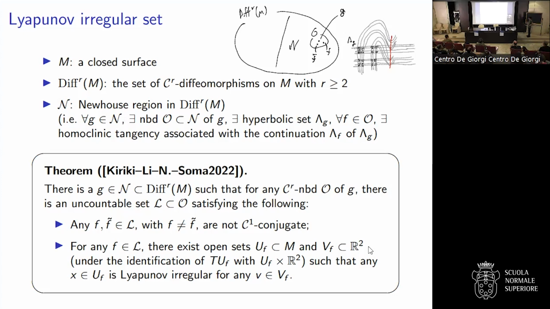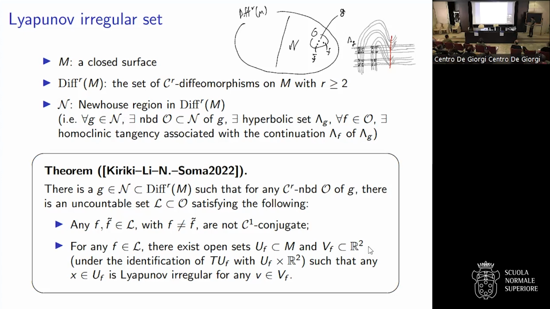meaning that you can find a small neighborhood of G, and for any element of this small neighborhood, you can also find a hyperbolic set and homoclinic tangency associated with it. And what we found is that there is some diffeomorphism G in the Newhouse region such that for any C^r neighborhood O of G, there is an uncountable set L in this neighborhood, satisfying the following. Any distinct elements of L are not C^1 conjugate.